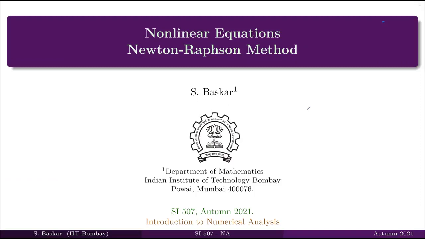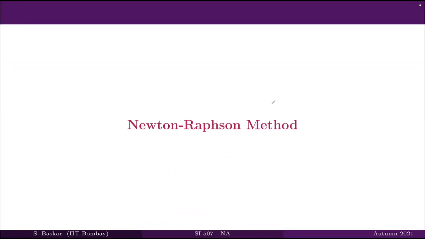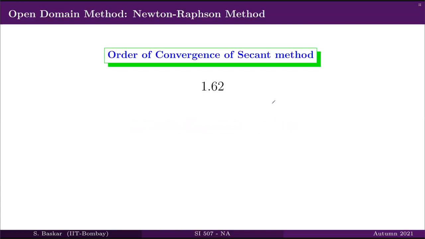Well, students, we have finished our discussion on secant method. In this lecture, let us study another method called Newton-Raphson method for approximating a simple root of a nonlinear equation. A natural question is, when we already studied secant method, why do we have to study Newton-Raphson method? Well, if you recall, the secant method iterative sequence has a fractional order of convergence. Its order of convergence is approximately 1.62, we have seen.